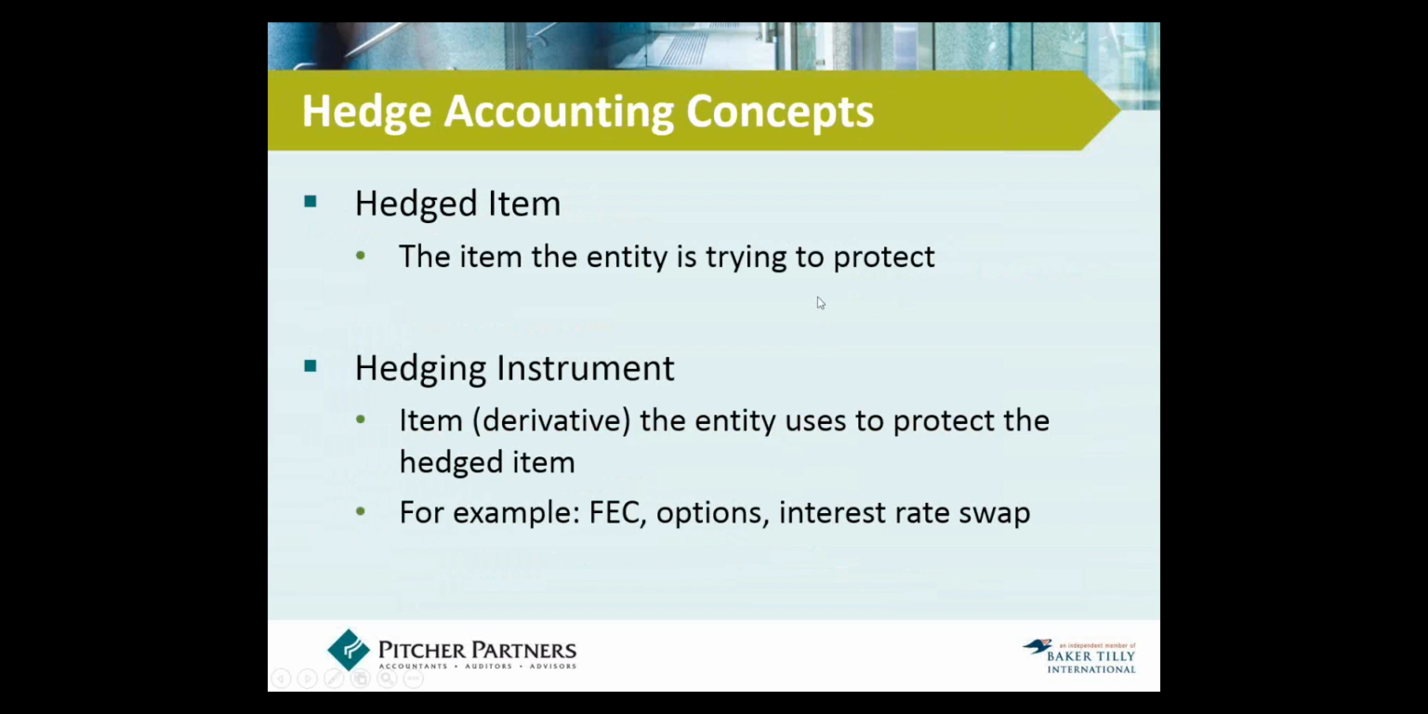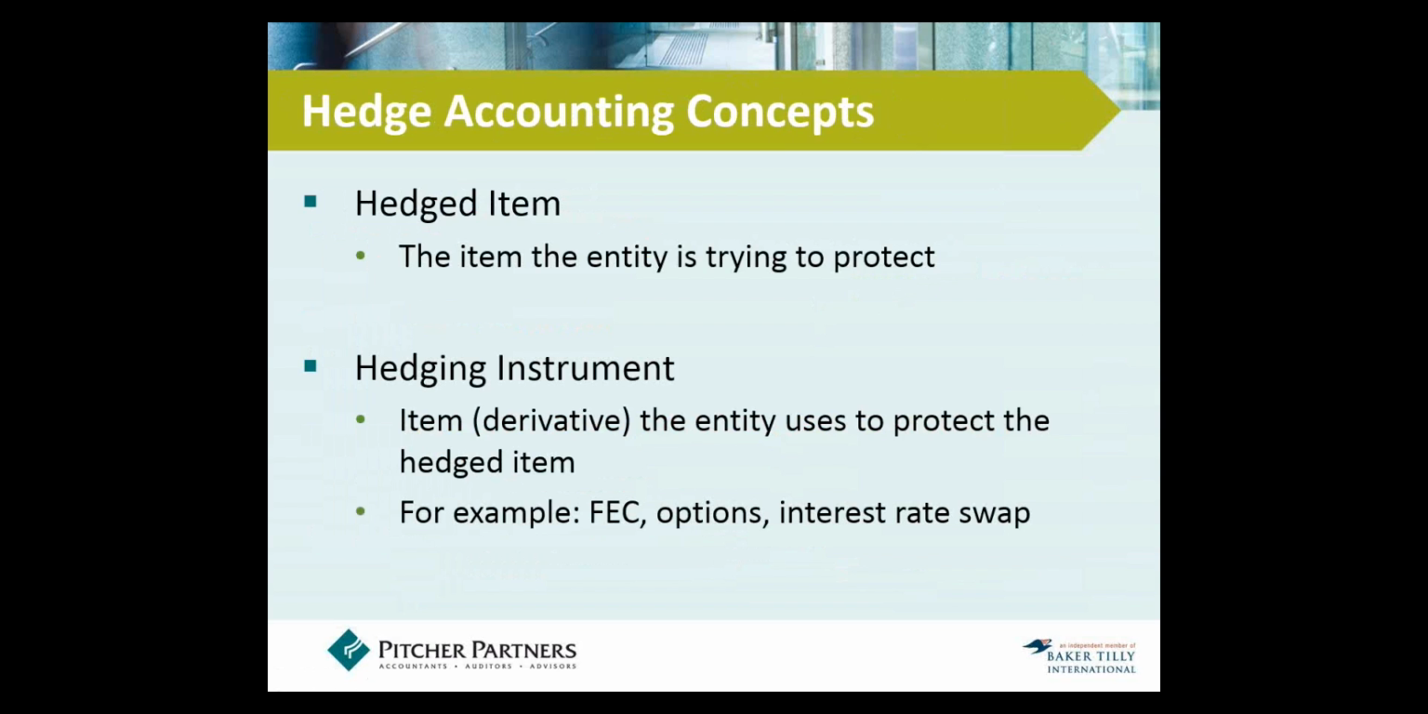So if you look at hedge accounting concepts, I just want to cover two. You've got a hedged item, and I'm trying to put it quite simplistically: a hedged item is the item that the entity is trying to protect. And a hedging instrument is the item the entity uses to protect that hedged item. So on the one hand, you've got the hedged item. I'm worried about this item's fair value, or I'm worried about this item's cash flow implications.